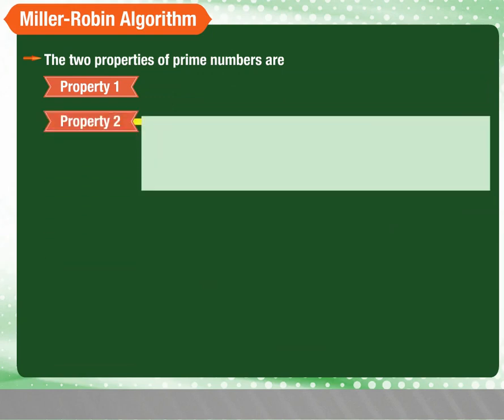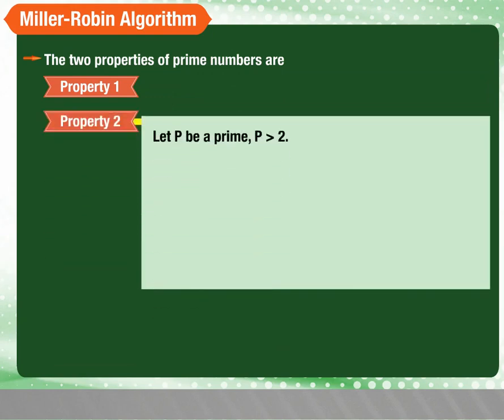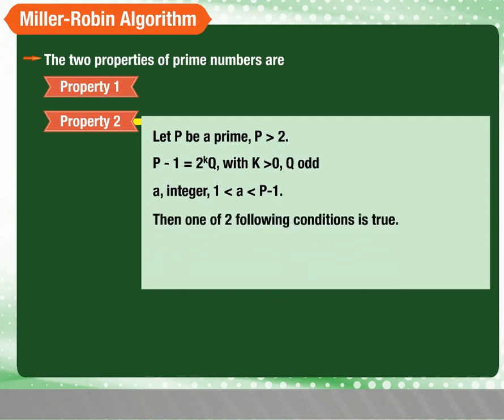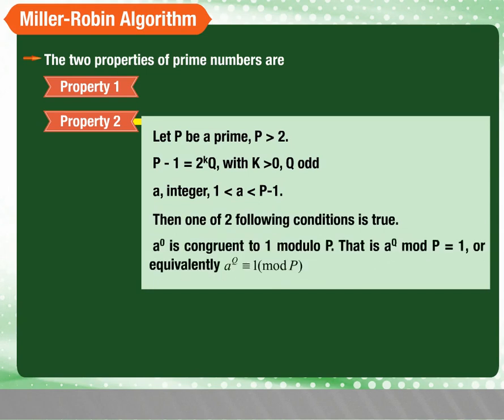Property 2. Let p be a prime, p greater than 2. p minus 1 is equal to 2 power k into q, with k greater than 0 and q odd. Let a be any integer, 1 less than a less than p minus 1. Then one of the two following conditions is true. a power q is congruent to 1 modulo p, that is a power q mod p is equal to 1, or equivalently a power q is congruent to 1 mod p.